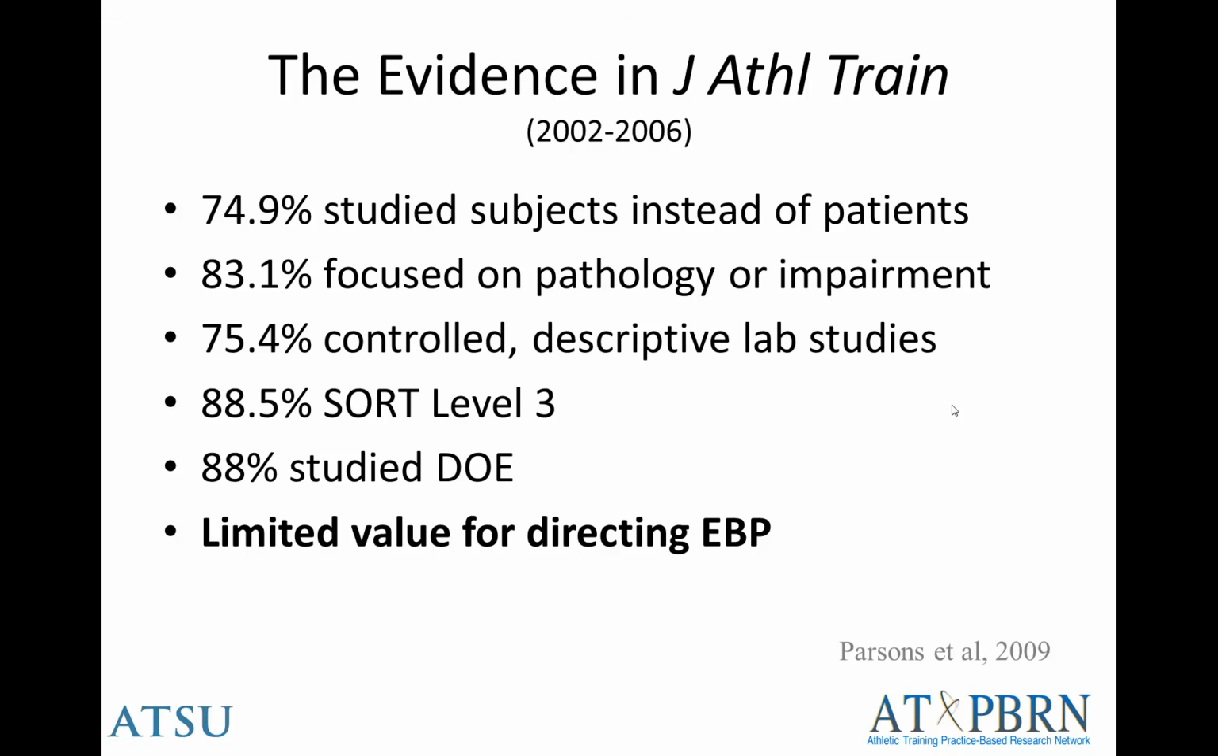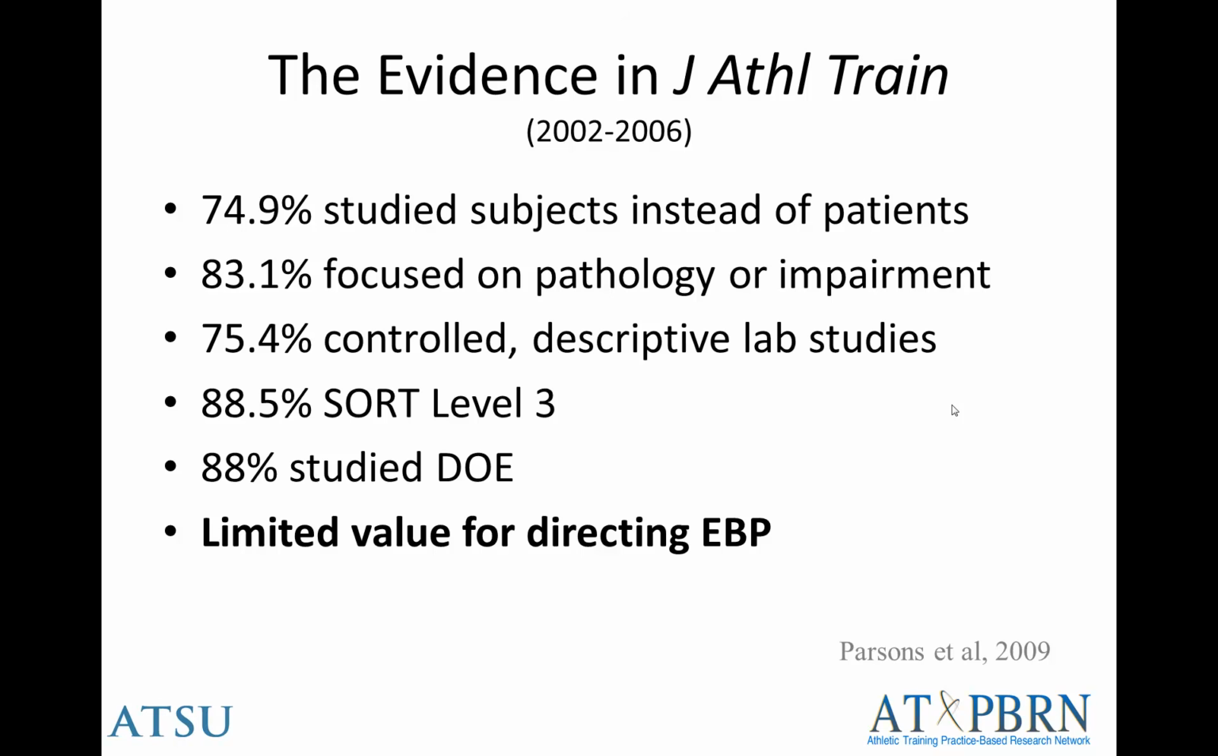And if we look at the evidence in the Journal of Athletic Training, this was a snapshot of studies published between 2002 and 2006. 75% of the studies included subjects instead of patients. This means that the majority used healthy individuals to study a particular question as opposed to studying injured patients that athletic trainers would typically treat.